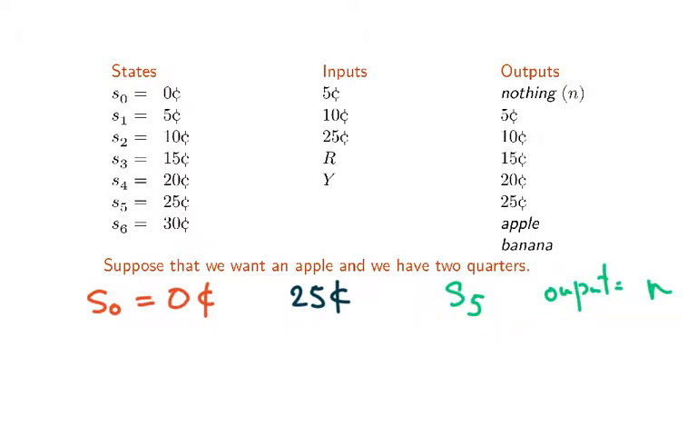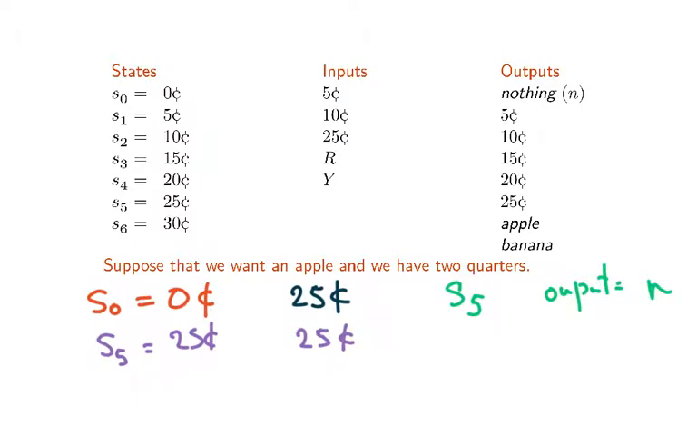Okay, so now we are in this situation, we still want our apple here. So now the current state is going to be S5, because that was the next state here. So we have 25 inside of the machine. And then we put another input. We put 25 cents more because we have 2 quarters in this case. So we're going to put another 25.